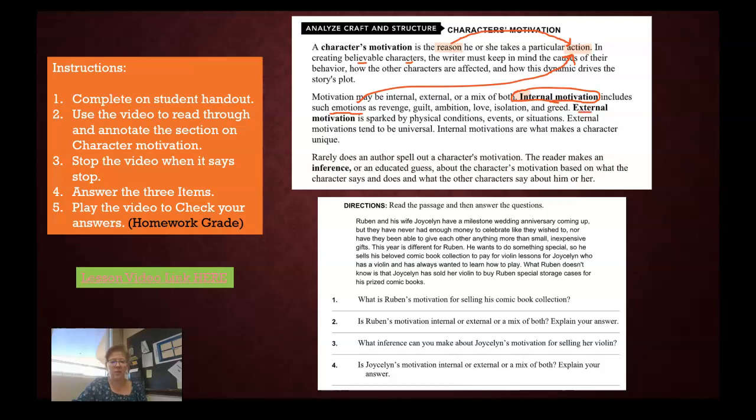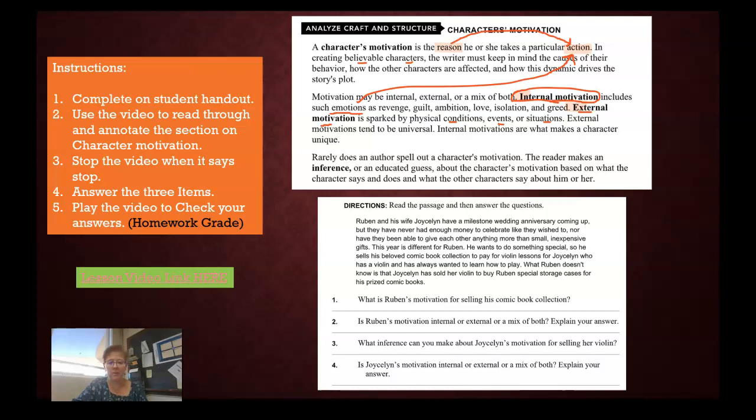External motivation is what is happening outside of the person: the physical conditions, events the person is going through, experiences or situations, and what other people are saying to them. Again, breaking that word down, external as in exit. An exit takes you to the outside, so this is outside the person.